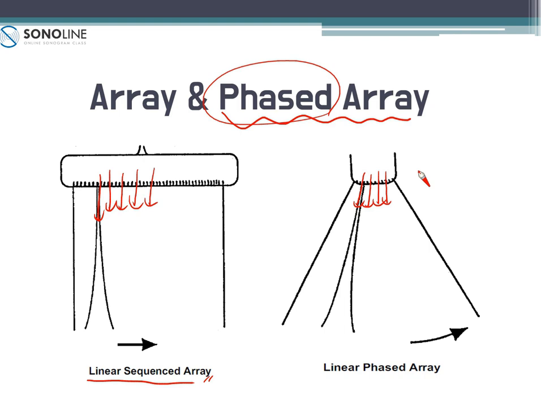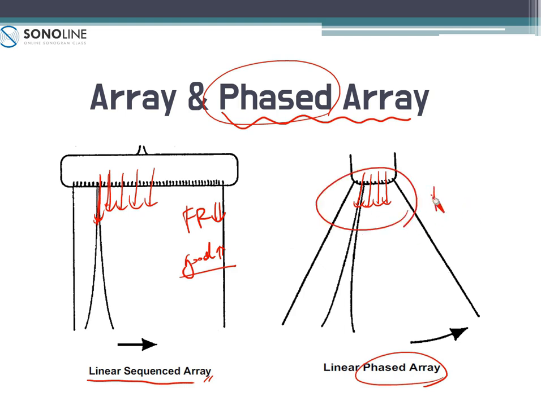Due to these differences in method, each has its own advantages and disadvantages. In the case of sequentially arranged arrays, the frame rate is lower, but the image quality is relatively better. On the other hand, with the phased array method, since the pulses are emitted simultaneously, the frame rate is higher. However, compared to the sequential array here, the image quality is somewhat lower. That's another difference to note.